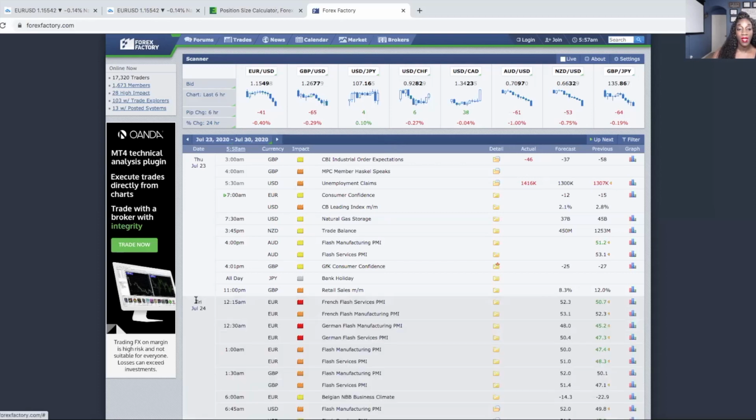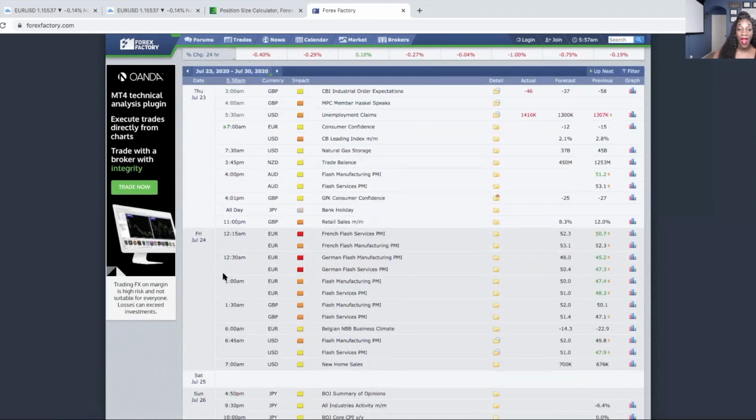So if I click on here, you'll see that Euro has a red folder tomorrow, which is Friday, July 24th. Well, I'd want to be cautious when I'm getting into the market. You always want to have some type of risk management stop strategy, but you really need to be aware of red folders because they could potentially move the market in ways that you wouldn't expect.